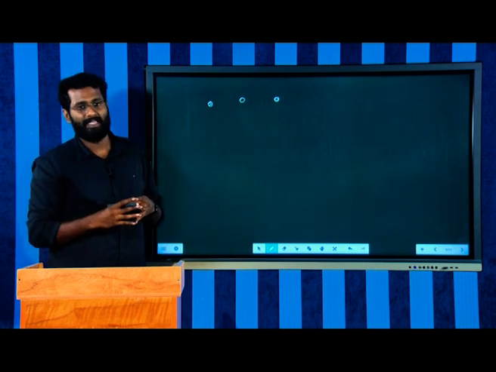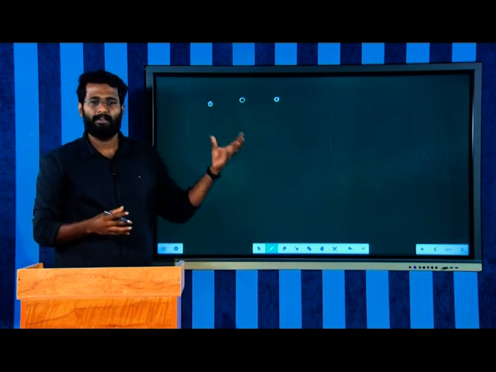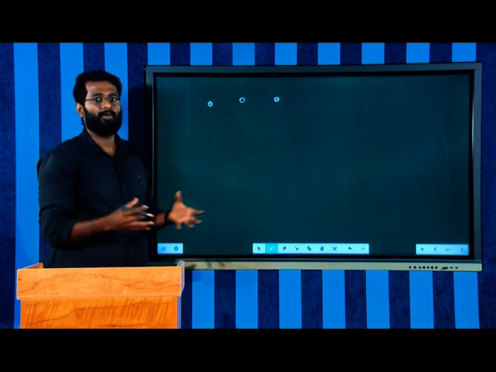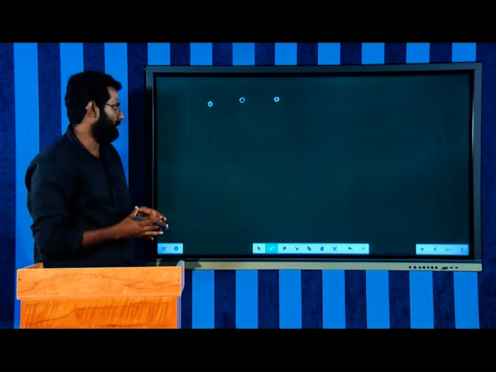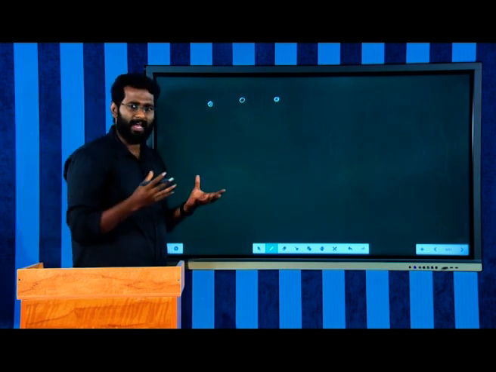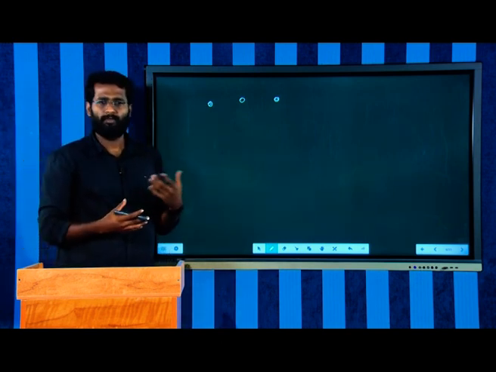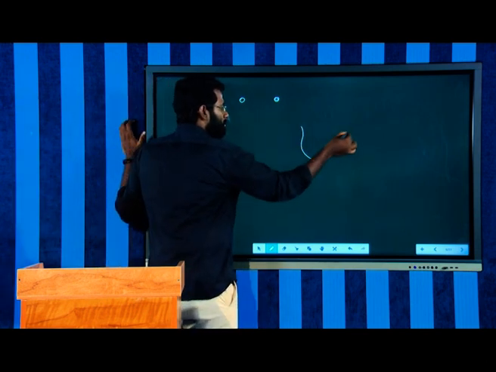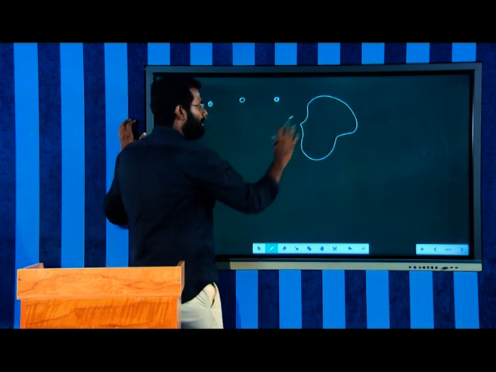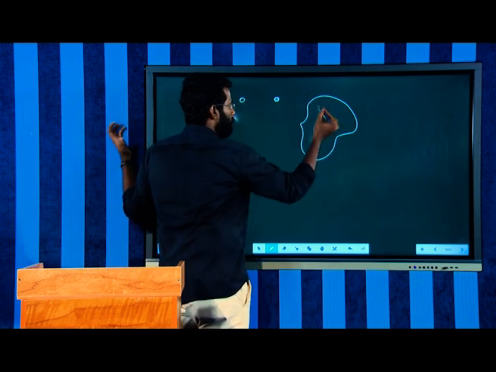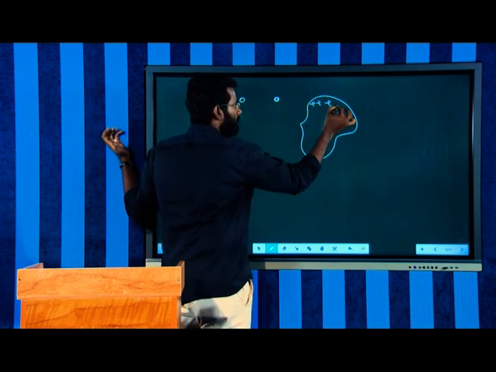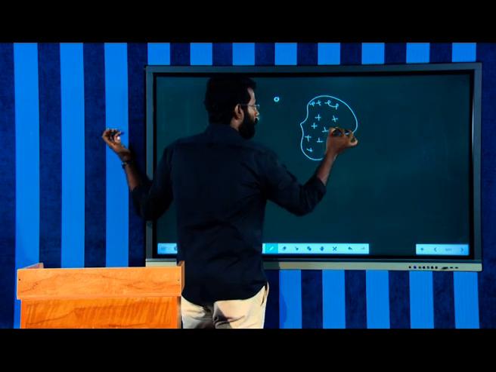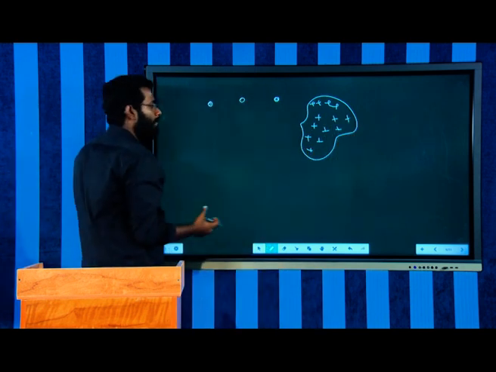But in actual practice the charges are not distributed like this. They are actually distributed over some space, over some region. That region can be a line, an area, or a volume. You can imagine some piece of material completely distributed with charges, maybe positive or negative. All over this region or volume there can be charges.